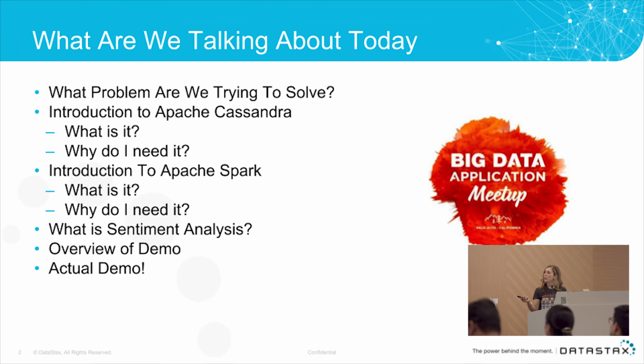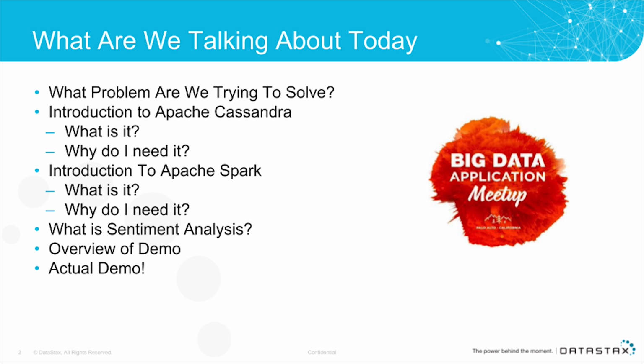So let's talk about what we're actually going to talk about. What problem are we really trying to solve here? We're going to do an introduction to Apache Cassandra, what it is, why do I need it, and a very quick introduction to Apache Spark, what it is, why do I need it. I have a strong feeling that this group is very familiar with these things, but we're just going to do a really light touch on both of these items, and then we're going to go into a live demo.